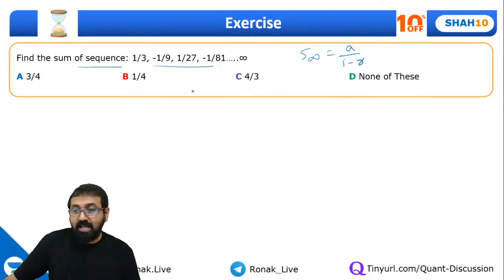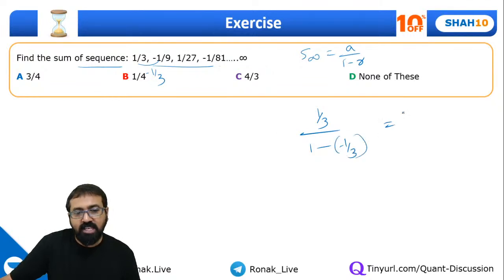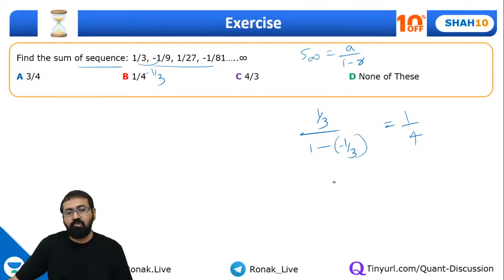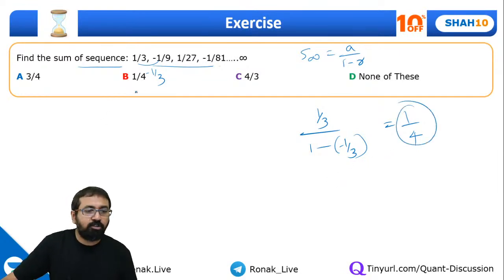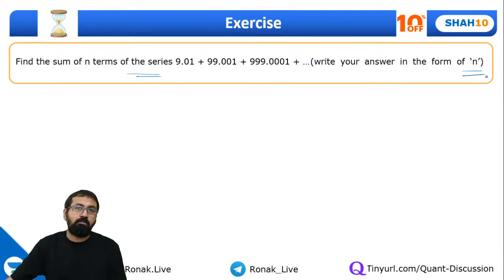But guys, where is the answer for this question? Apply the formula. It's 1 by 3 divided by 1 minus the common ratio. Now what is the common ratio? It's minus 1 by 3. So 1 minus minus 1 by 3. If you solve this, can I say it will come out to be 1 by 4? Yes or no guys? It will be 1 by 4. Simple. तो जल्दी से बताओ ना आंसर. आगे बढ़ते हैं. Find the sum of n terms of this series and write your answer in the n form. What will be the sum of n terms over here?